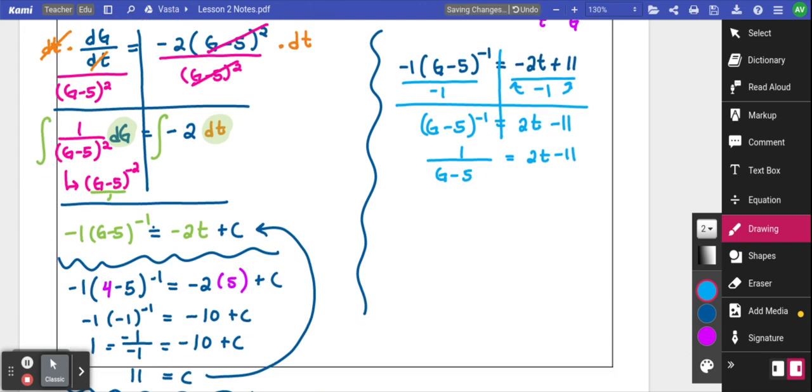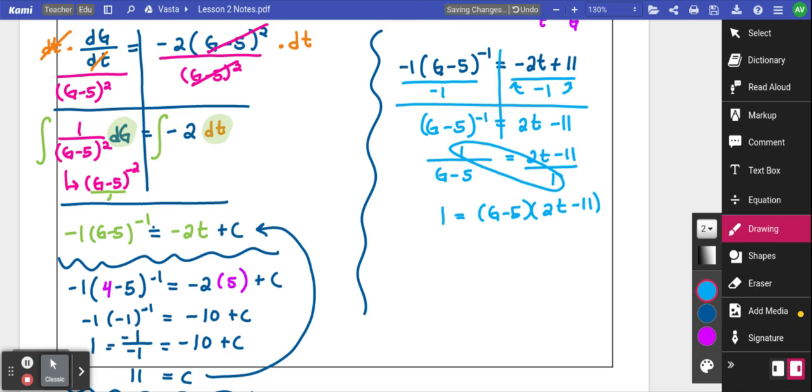There's a lot of different ways to do this, but what I like to do is, if one of the things I'm trying to solve for is in a denominator, I like to make it fractions on both sides so that I can just use cross multiplication. So 1 times 1 is 1. And then I'm going to have (g minus 5) times (2t minus 11).